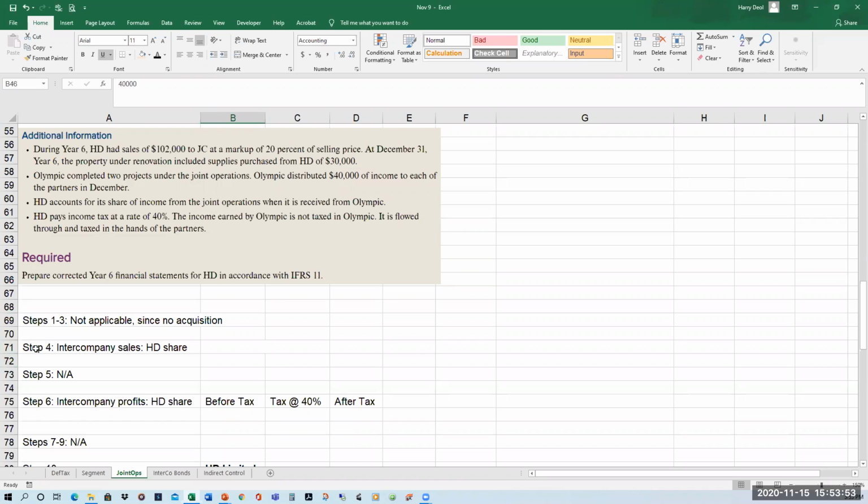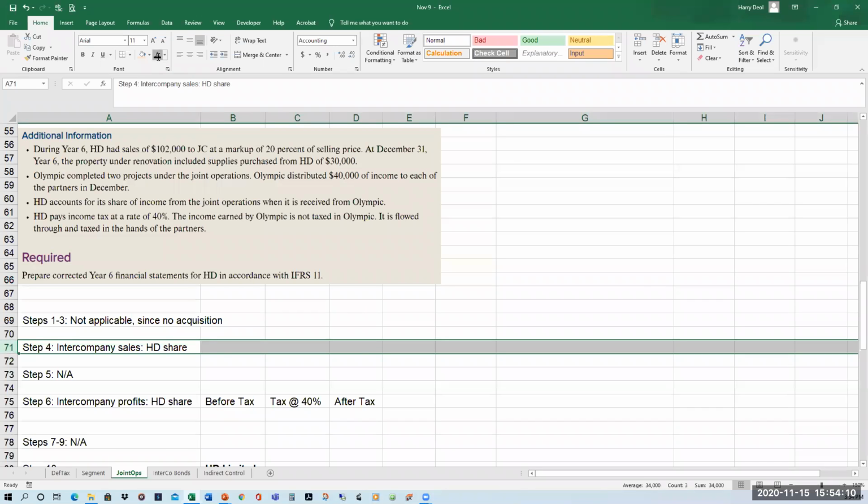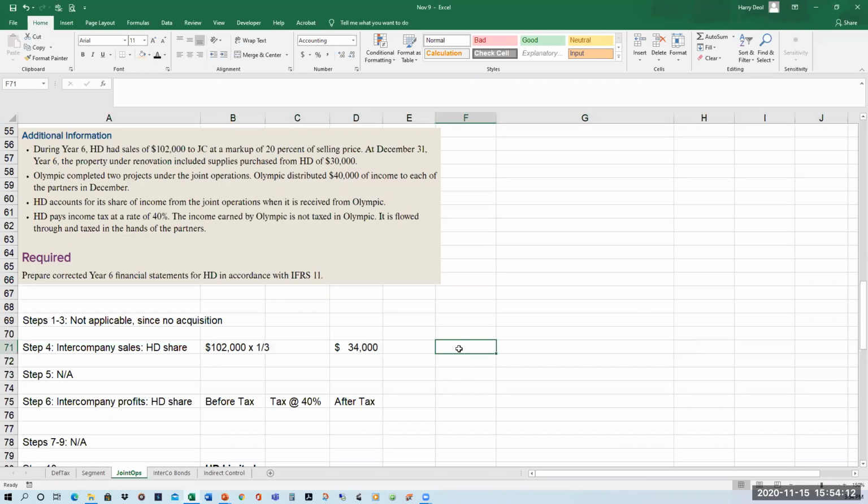Step 4 is the intercompany sales. So there had been sales, intercompany, HD had sales of $102,000 to JC. So HD will only eliminate its share. 1/3 of the 102,000 will get eliminated. 34,000 are to be eliminated when making the income statement, will be eliminated from sales and cost of goods sold. Step 5, there are no intercompany amounts receivable or payable, so it's not applicable.